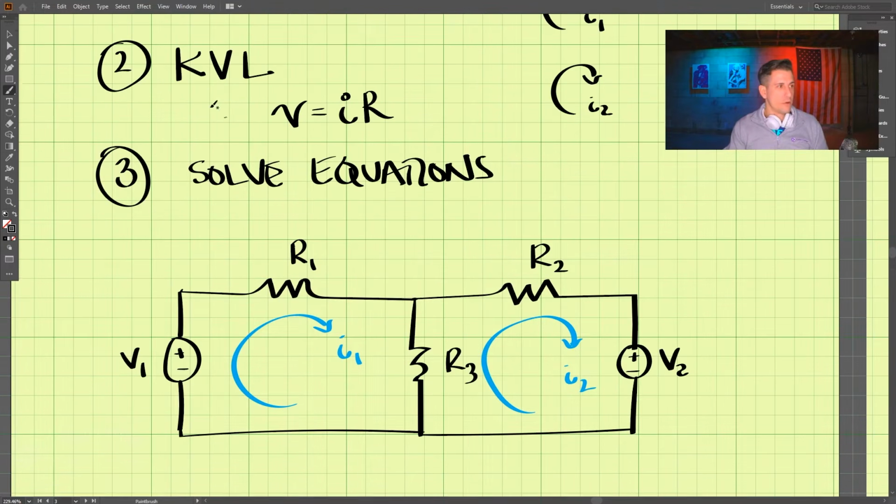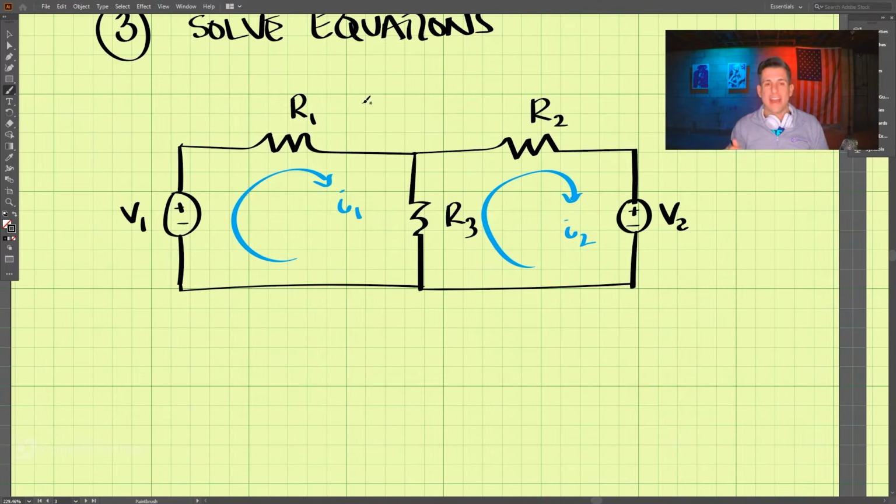KVL, Kirchhoff's voltage law. So we will be adding voltages around this circle. Okay. So if we add voltages around this circle, how do we do that? Well, let's start here and we'll go up this way. If we go up this way, I'm going to say that's negative V1 plus I1, that's I1 times R1.